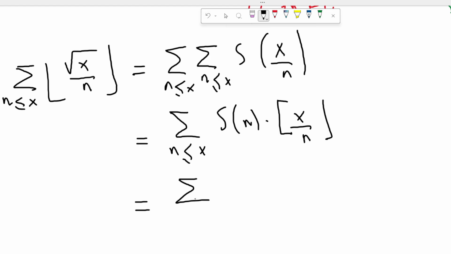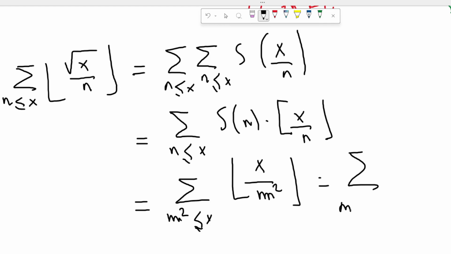So basically the sum, instead of going through all n's, it goes through all perfect squares less or equal than x of s of m squared, which is 1, of the floor of x over m squared. This is equal to the sum m is less or equal than square root of x of the floor of x over m squared, which is exactly what we wanted to prove.